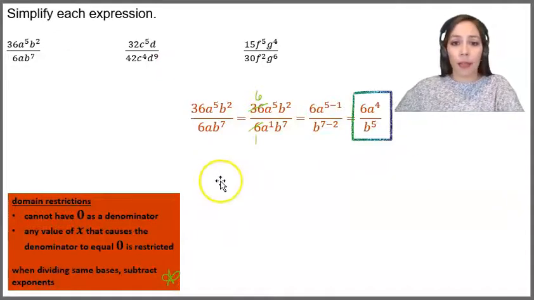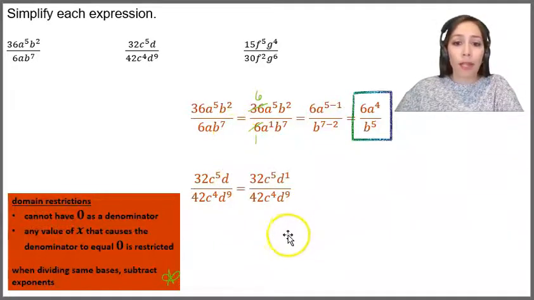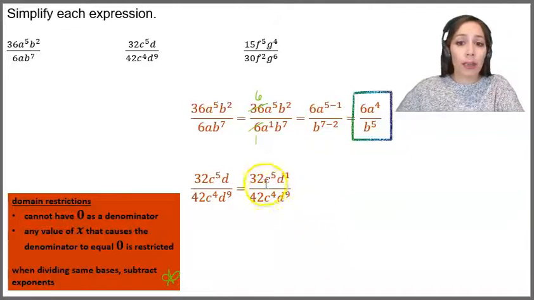Now let's look at the second one. In this problem right here, we have the same thing that was going on in the first problem. We do not have an exponent on the d. So I'm going to go ahead and write in that 1 because that helps me out a lot. Now I'm going to see what can I reduce between my numbers, 32 and 42. Well, 32 divided by 2 is 16. 42 divided by 2 is 21.